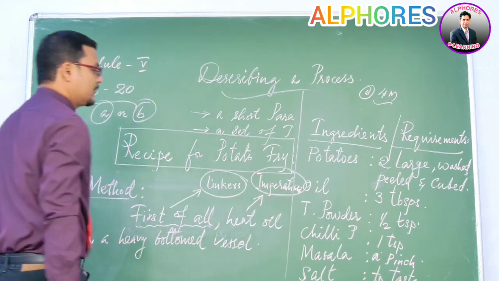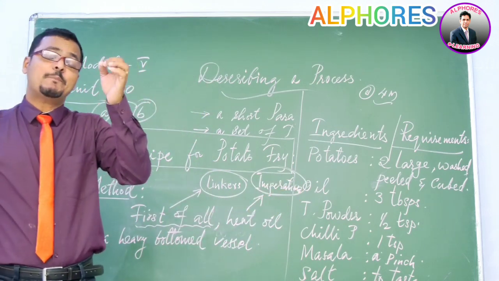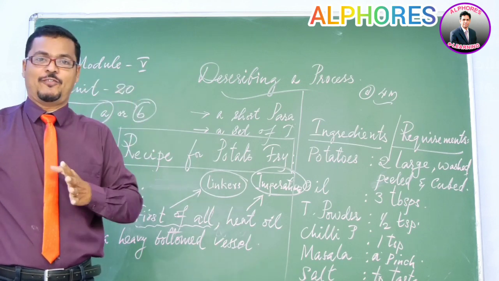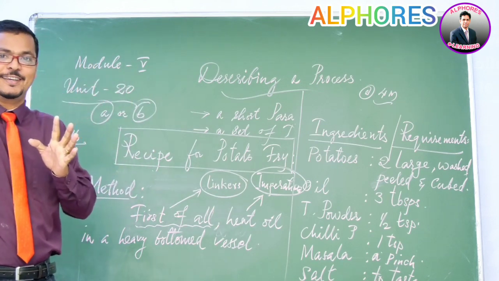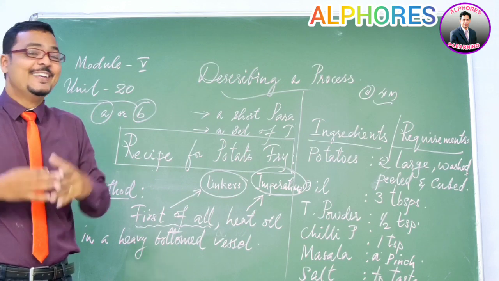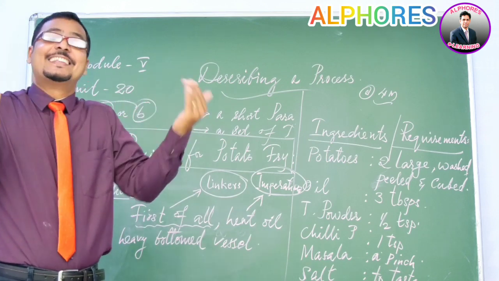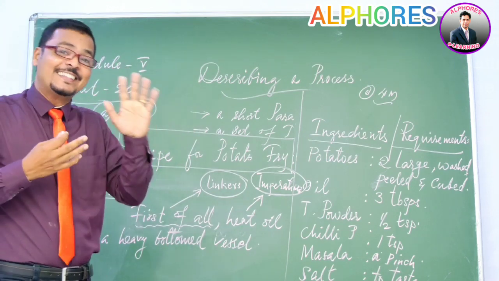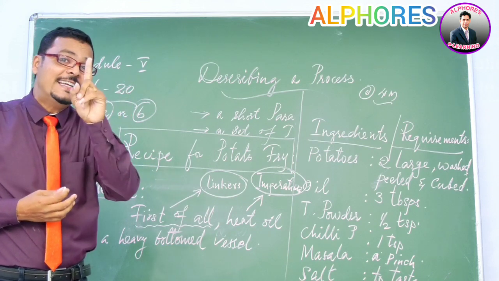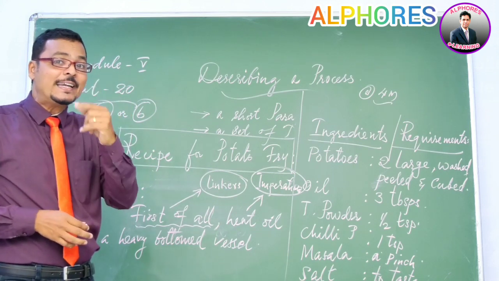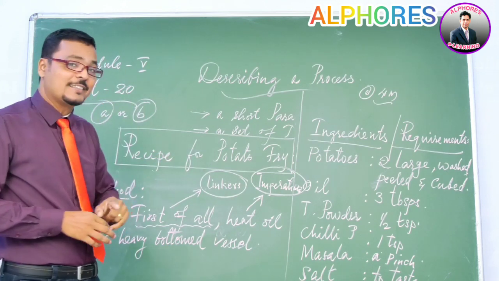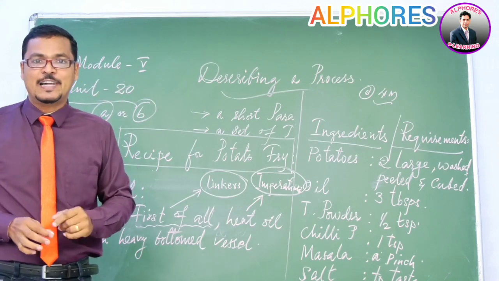Imperative form of sentence. Children, this is the best method of describing a process. It will be easy for you. You need not be confused about the tense to be used. In which tense shall I write? Nothing. You use the instruction method, imperative sentences. Shall I give some examples?